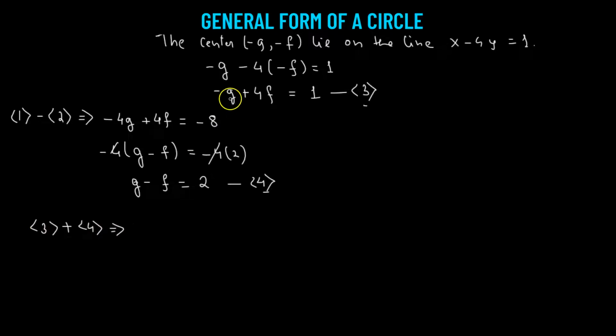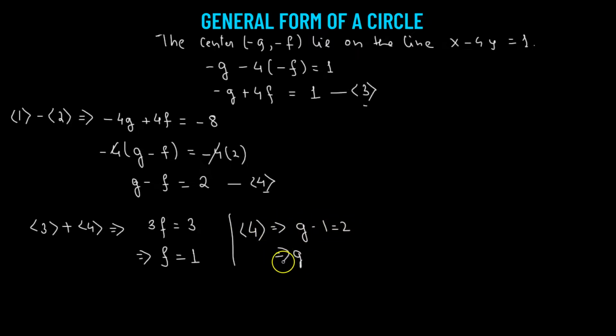So we have negative g plus g, that's 0. 4f minus f, that's 3f, equals 1 plus 2, so that equals 3. So the value of f comes out to be 1. Now that we have the value of f, let's use equation number 4 and substitute the value of f with 1. So we get g minus 1 equals 2. So the g value comes out to be 3. Fine, so we have found the values of f and g.